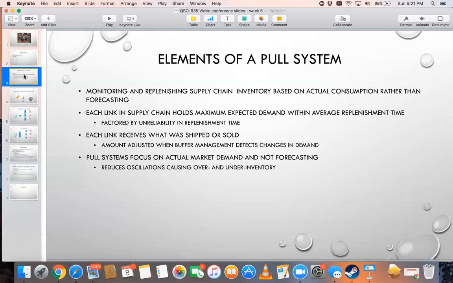Okay, so pull systems focus on actual market demand and not forecasting. I already covered that, and it reduces oscillations causing over and under inventory. If you have actual market demand, the instances of bullwhip effect are much less because you have more frequent demand forecasting. Okay, I just covered that. So, any questions on this? If I don't hear anything in the chat, I'll just continue to the next slide.